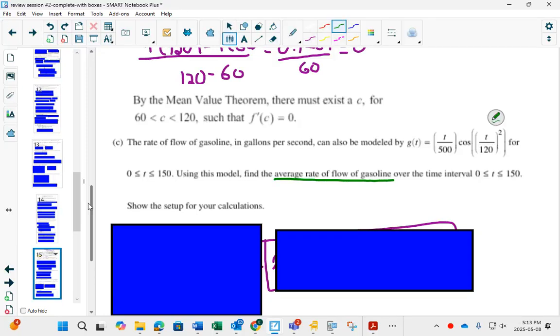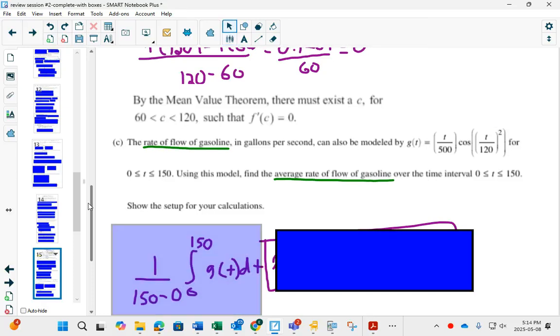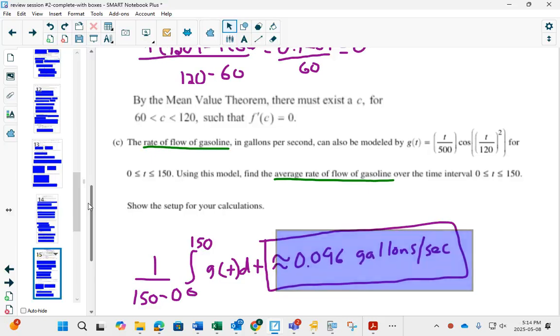Average rate of flow of gasoline, and this function is a rate of flow of gasoline. So it's important to note what function we have when figuring out averages. Because we want to find the average of this function, we want to use the average of a function where you do 1 over 150 minus 0, which is 150, and then the integral from 0 to 150, and get the value.